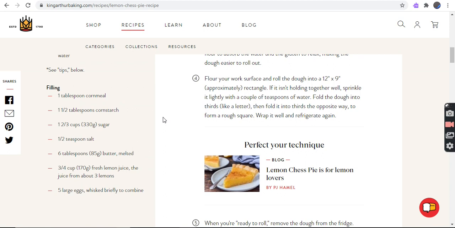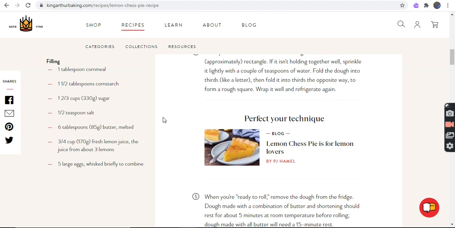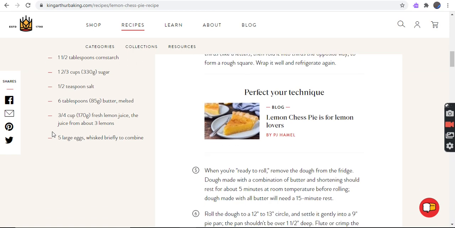See tips below. Filling: 1 tablespoon cornmeal, 1 and a half tablespoons cornstarch, 1 and 2/3 cups (330g) sugar, 1 1/2 teaspoons salt, 6 tablespoons (85g) butter, melted, 3/4 cup (170g) fresh lemon juice, juice from about 3 large lemons, and 5 large eggs, whisked briefly to combine.